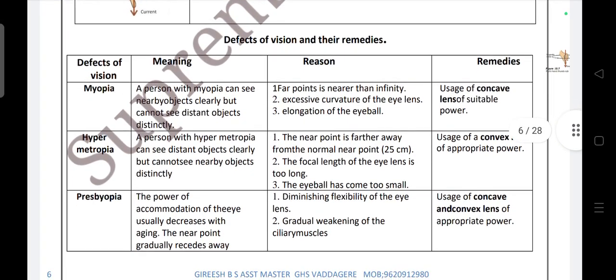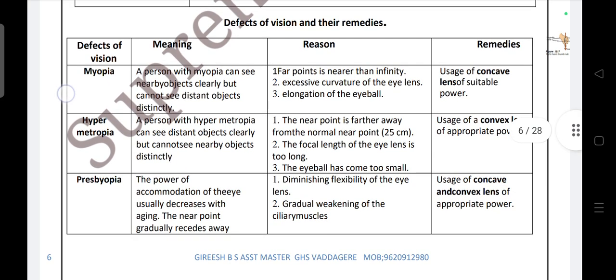Then defects of vision and their remedies. Myopia, what do you mean by myopia? They will ask what is myopia, why it happens and what are the remedies for that. Then hypermetropia, then presbyopia.